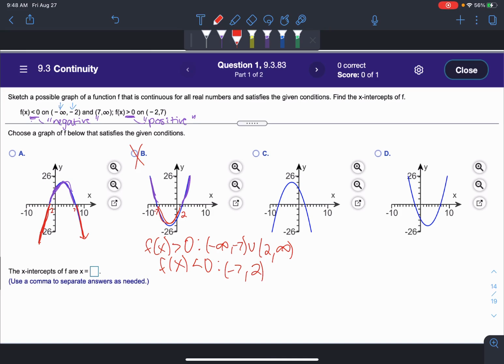And we can also throw out D for the same reason, just because it's kind of the reverse of what they're saying, because we have two intervals where it's positive when they only want one interval, right? Negative 2 to 7, so let's just throw out D as well while we're at it. But let's look at C and why C isn't the answer.